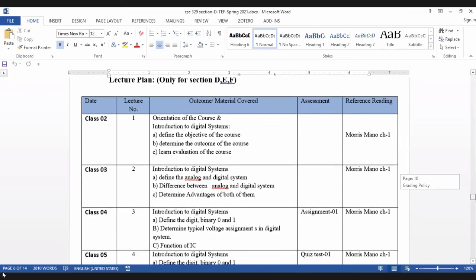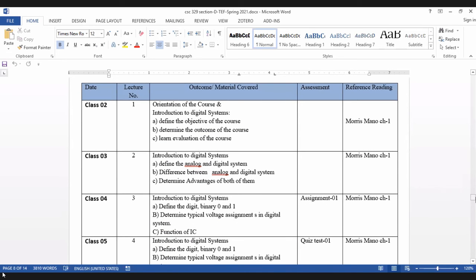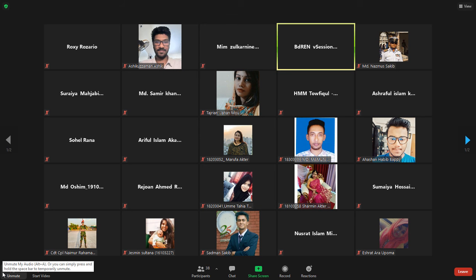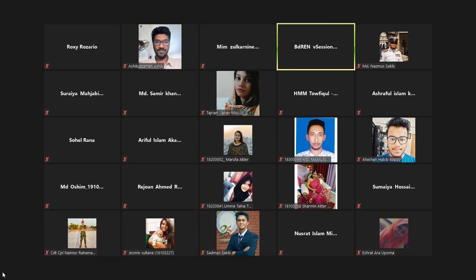This is our lecture plan. So we did orientation. Now today we will learn introduction to digital systems. Define the analog and digital system. Difference between analog and digital system. Determine the advantages of both of them. Today we will read it. So let's go for our lecture. Lecture 1, analog system versus digital system.